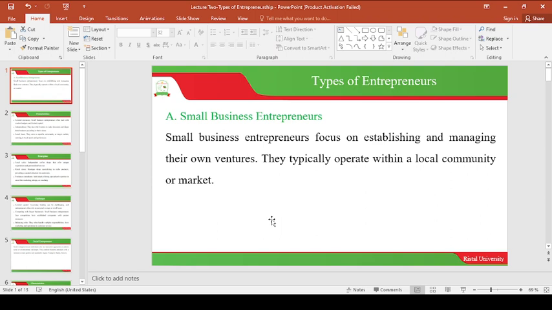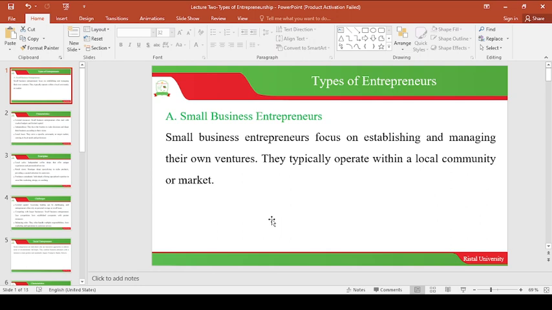So today I want us to look at topic two, that is the types of entrepreneurship or entrepreneurs. We're starting with the small business entrepreneurs. Small business entrepreneurs focus on establishing and managing their own ventures. They typically operate within a local community or market. So if you have any business which is serving one community, that is under small entrepreneurship. So if you're operating from, for example, Yambio, you are serving only people who are staying in Yambio, you are under the category of small entrepreneurs or small entrepreneurship.